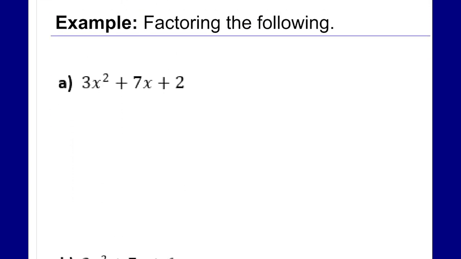So I want to factor 3x squared plus 7x plus 2. So for my product, I'm looking for two numbers that multiply to 6, which comes from 3 times 2, or my a times my c value. And in the sum, they have to add up to 7. So two numbers that multiply to 6 but add to 7. In this case, we have 7 and 1.